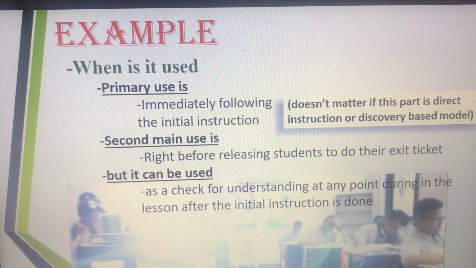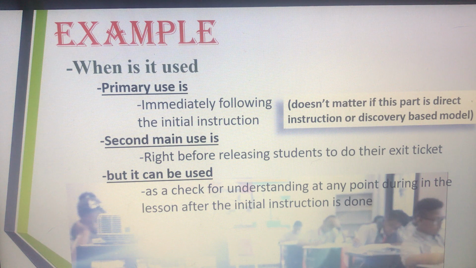Two primary uses. First is immediately following the initial instruction at the beginning of class. Again, doesn't matter what your teaching style is, if you use direct instruction or a discovery-based model, anything, you do that and then you use this tool. And the second time that I really love to use it, and most people use it, is right at the end of class, just before you release students for their exit ticket. It's a great tool for stamping a common misconception and making sure that students are really successful as they go into that exit ticket.